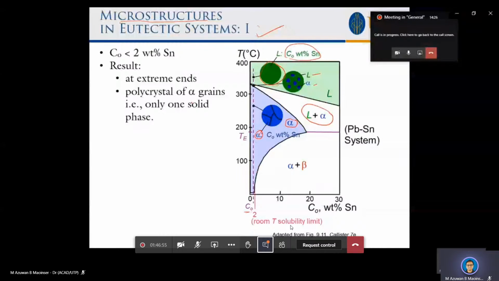Okay, dah tak ada lagi. So the result at the extreme end is a polycrystal of alpha grains, only one solid phase. Okay, so ini sahaja yang you dapat, because it is very close to the end. Dia hanya masuk 1 region, 2 region, 3 region. Okay, so I hope you are clear on the microstructure development there.